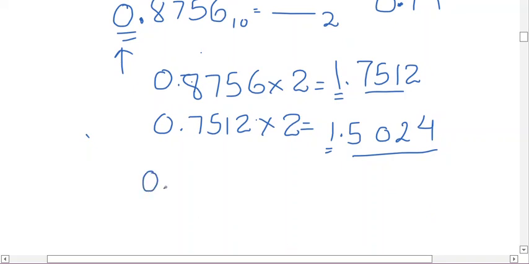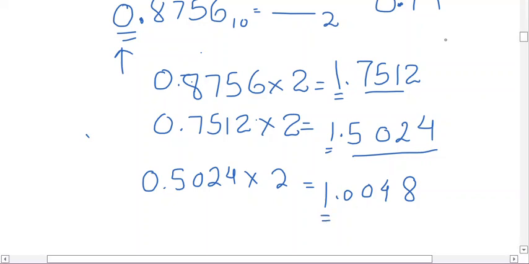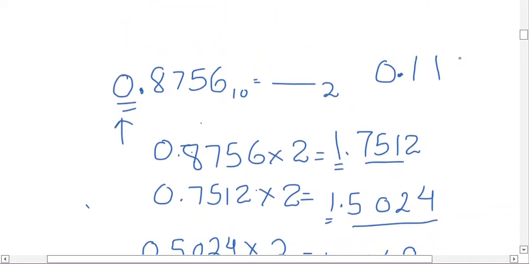We take 0.5024 multiplied by 2, and that would be equal to 2 times 4 is 8, 2 times 2 is 4, 2 times 0 is 0, and 2 times 5 is 10. So I come up to 1.0048. What I would do is pick up this digit and put it in here.